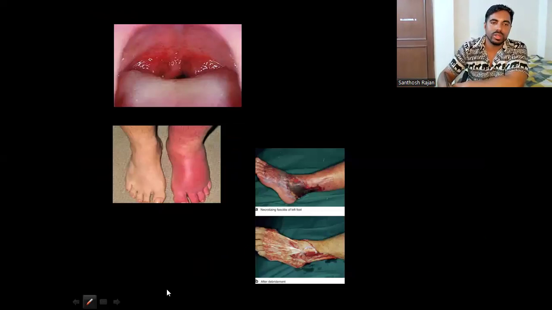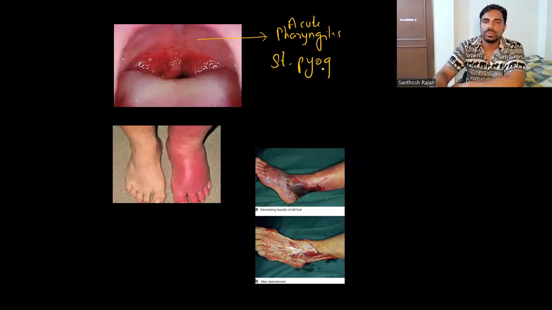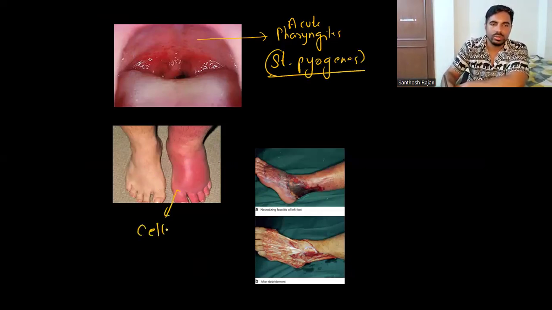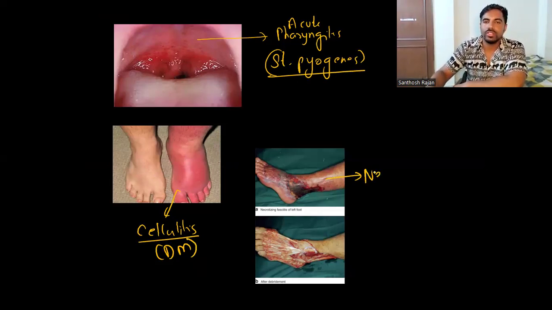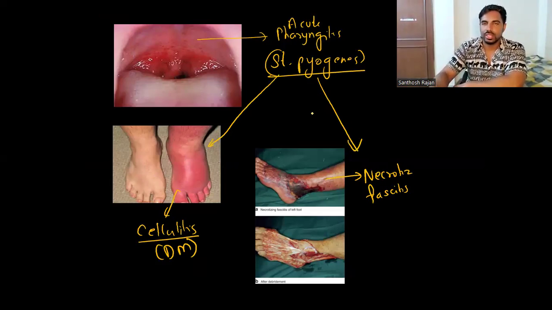Now, the Streptococcus first one: this is acute pharyngitis. Which one causes this? Your Streptococcus pyogenes. This is your cellulitis, usually common in diabetes mellitus patients. This is your necrotizing fasciitis. The causative agent for all of these is Streptococcus pyogenes, the culprit. Necrotizing fasciitis, erysipelas, scarlet fever, everything will be this only.